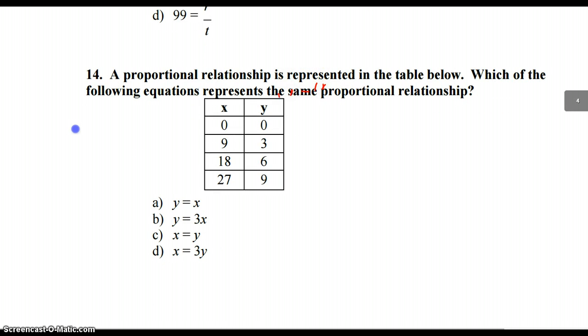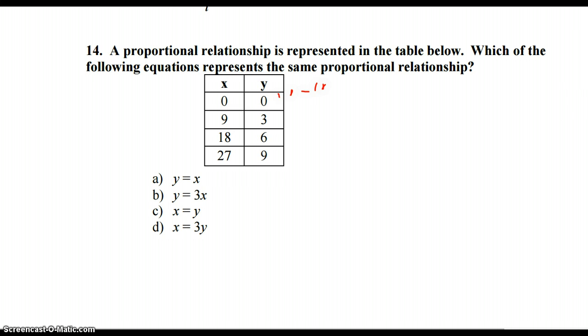All right, number 14. Proportional relationship is represented in the table below. Which of the following equations represents the same proportional relationship? All right, a couple different ways you can do this one as well. Proportional, so it does go through 0, 0. We can eliminate A and C because clearly x and y are not equal to each other. Otherwise, we'd have the same numbers in both columns for each time. So we got to figure out, is it y equals 3x or x equals 3y? So if I take 3 times x, do I get y? Well, 3 times 0 is 0, yes, but 3 times 9 is not 3, it's 27. So it must be the other way around.